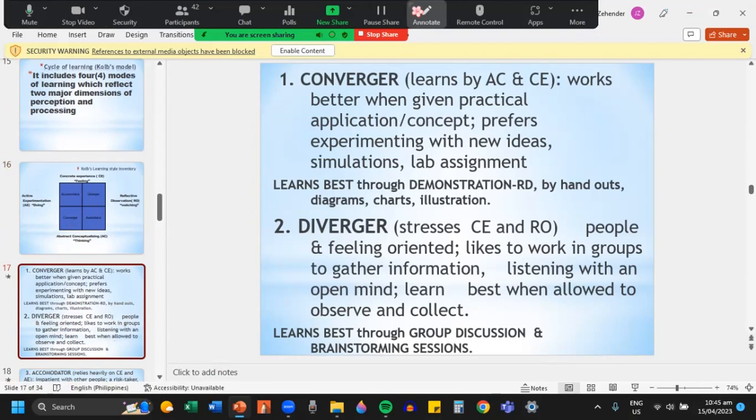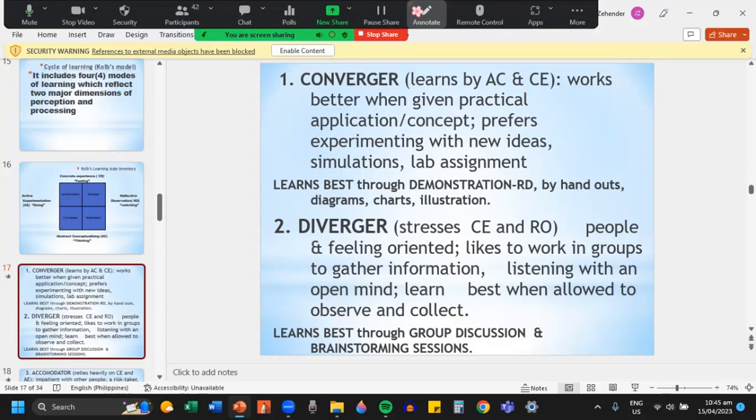Okay, so we start with the converger. The converger learns by abstract conceptualizing and active experimentation. So, thinking and doing. They work better when given a practical application or concept. They prefer experimenting with new ideas, simulations, and lab assignments.